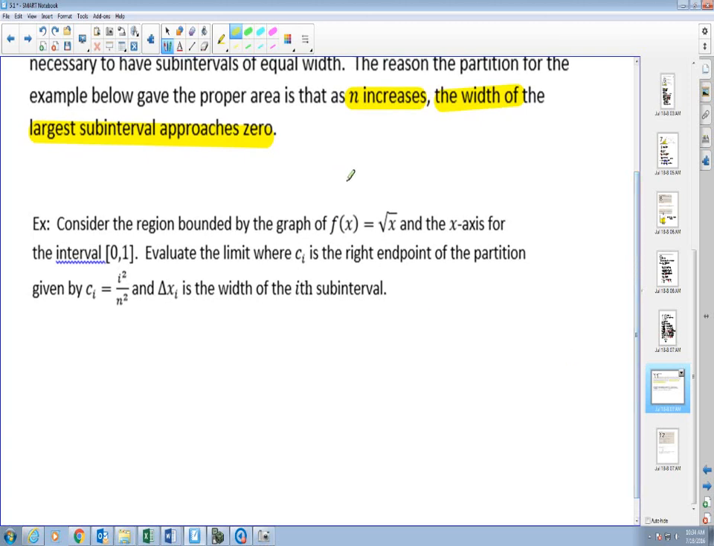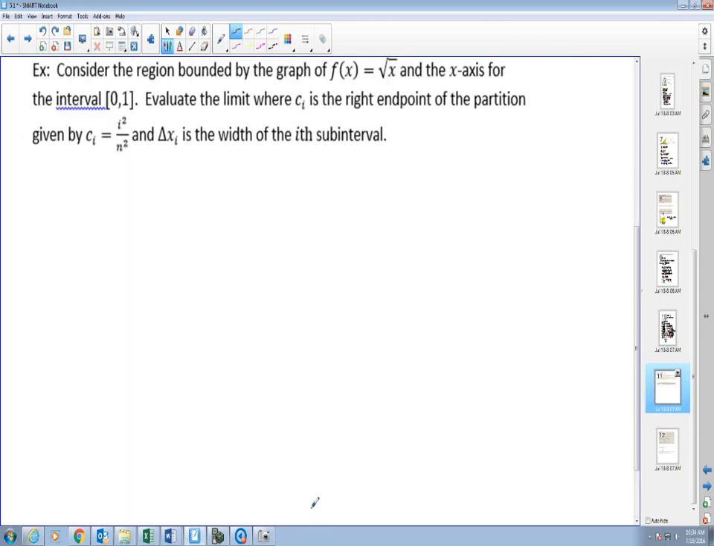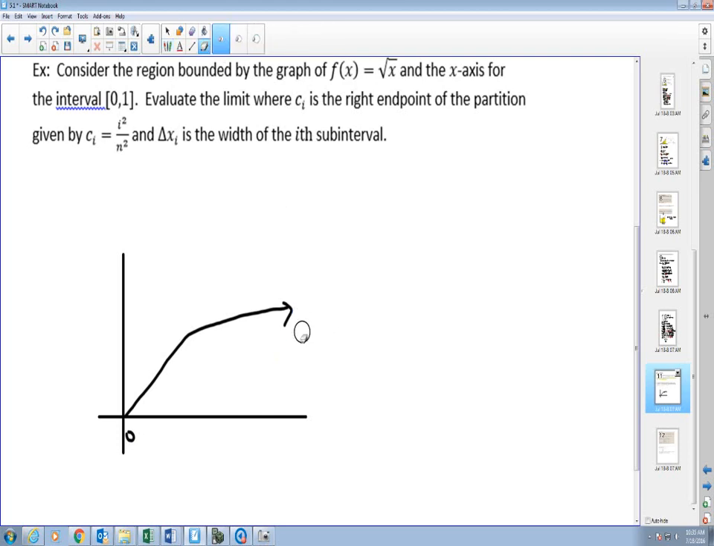Okay, square root of x. The region is going to be bounded by the graph and the x-axis, for the interval from 0 to 1. So if I do a quick sketch of this graph, I believe square root of x looks something like this. It's not very pretty. From 0 to 1, so let's say this is the very end of it. So this is going to be 1.